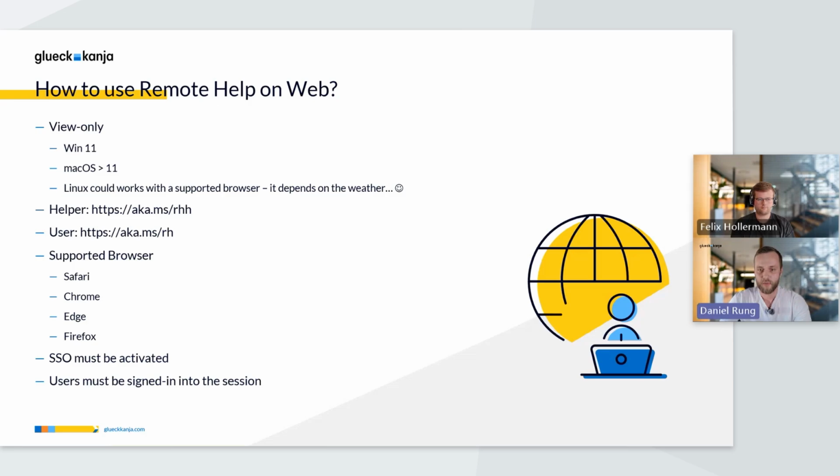Yeah, on the web app, the helper and the user get different websites. So the helper needs to open aka.ms/rhh for Remote Help helper, and the user just aka.ms/rh. It's the easiest way. You need a supported browser like Safari, Chrome, Edge, or Firefox, and be logged in via SSO.